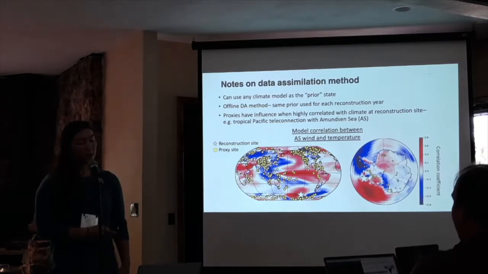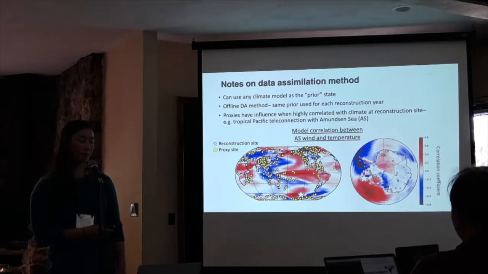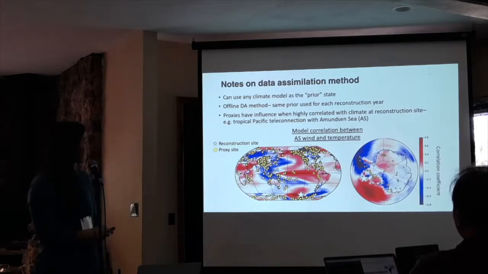It's also important to note that proxies have influence when they're assimilated if they're significantly correlated with climate at the reconstruction site. So for reconstructing winds in the Amundsen Sea, which is shown by that white star, all of these proxy records that are in the red or blue region means it is correlated pretty well with Amundsen Sea winds. So for example, there's a strong tropical Pacific teleconnection, so these corals that are in this region will get a lot of influence in trying to reconstruct winds here.